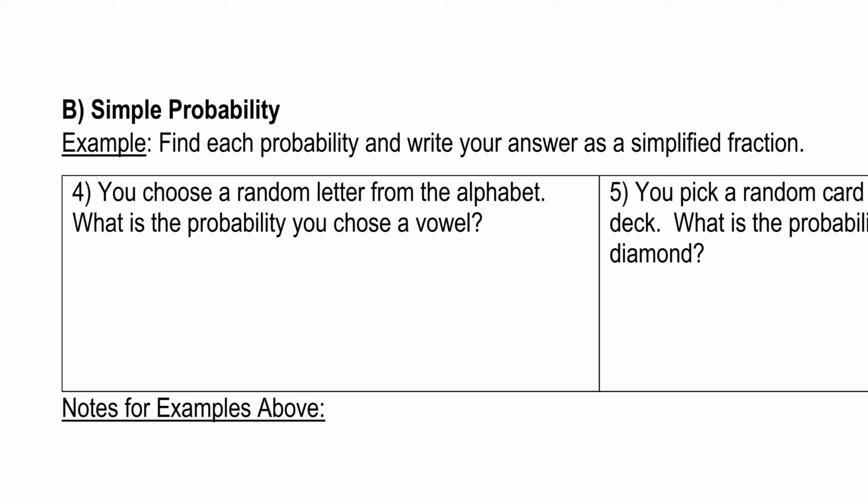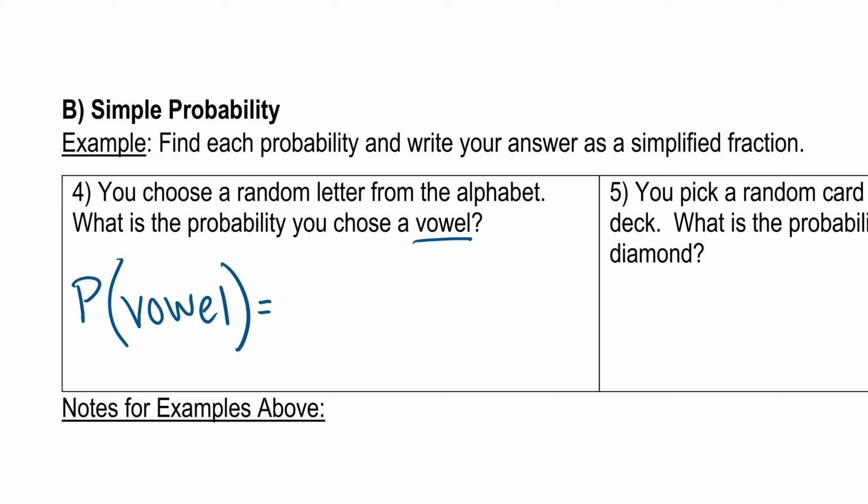So number 4 says you choose a random letter from the alphabet. What is the probability you choose a vowel? Okay, so I want the probability of a vowel. Now I need the outcomes that I want.